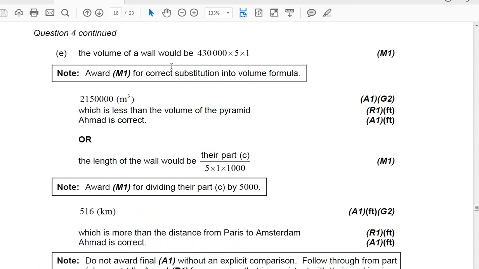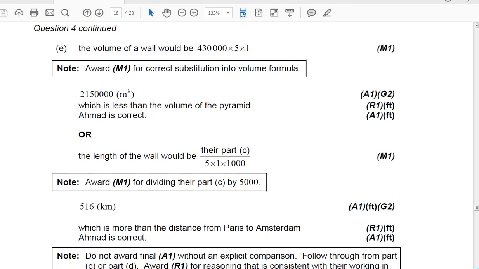Question 4. Volume of the wall would be 430,000 times 5 times 1. We did that. Get a point for correct substitution of the volume formula. And then we have this, 215, which is less than the volume of the pyramid. Ahmad is correct. That's basically what we had. We actually explained it better, I thought. But that one should be good.